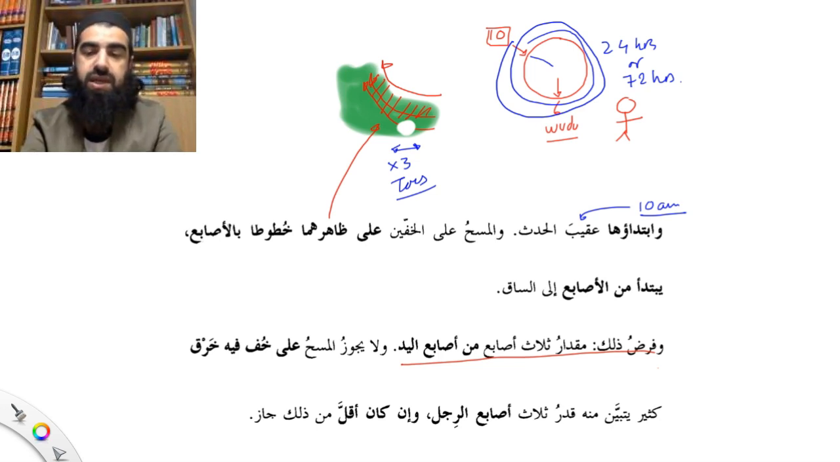Number 2, how do you wipe over them? So what's the method of wiping over them? Do you start from the top to the bottom? How do you do it? Number 3, how many fingers must pass over? And number 4, are you allowed to wipe over torn leather socks? Yes, no, are there some details missing?